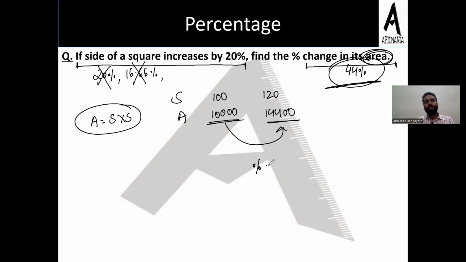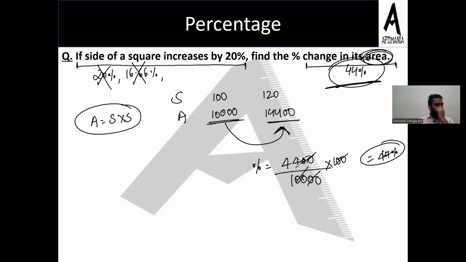How much has the change in area been? It's a simple question. There is a change of 4,400. Change on which value? 10,000, because 14,400 is the value obtained after the change has taken place. So it's a 4,400 change applicable on 10,000 into 100. The answer is 44%.